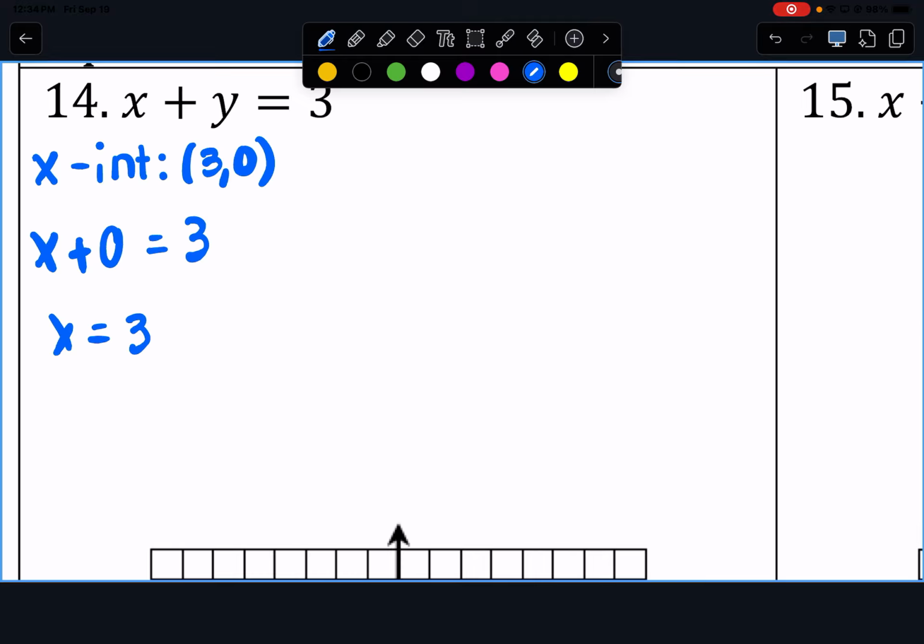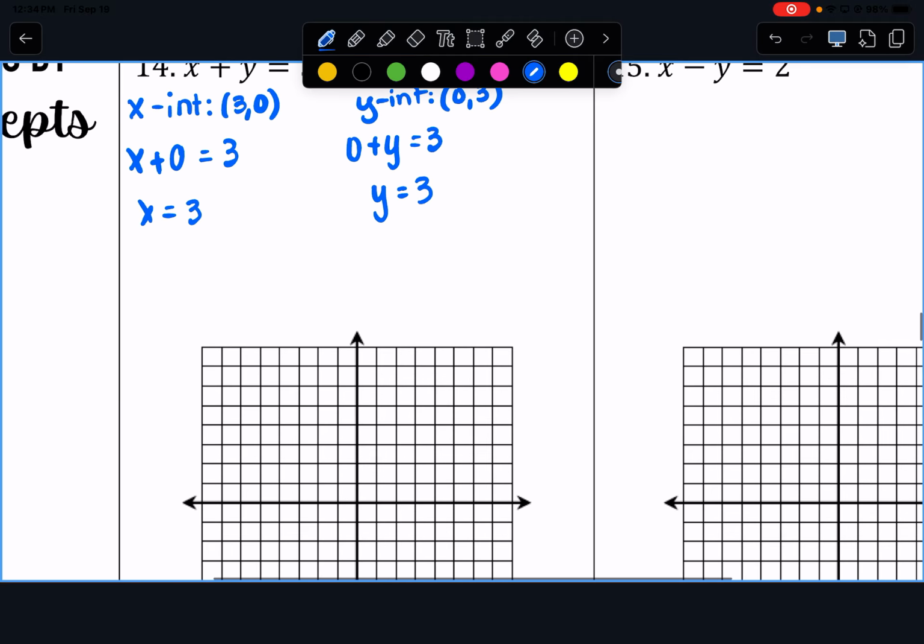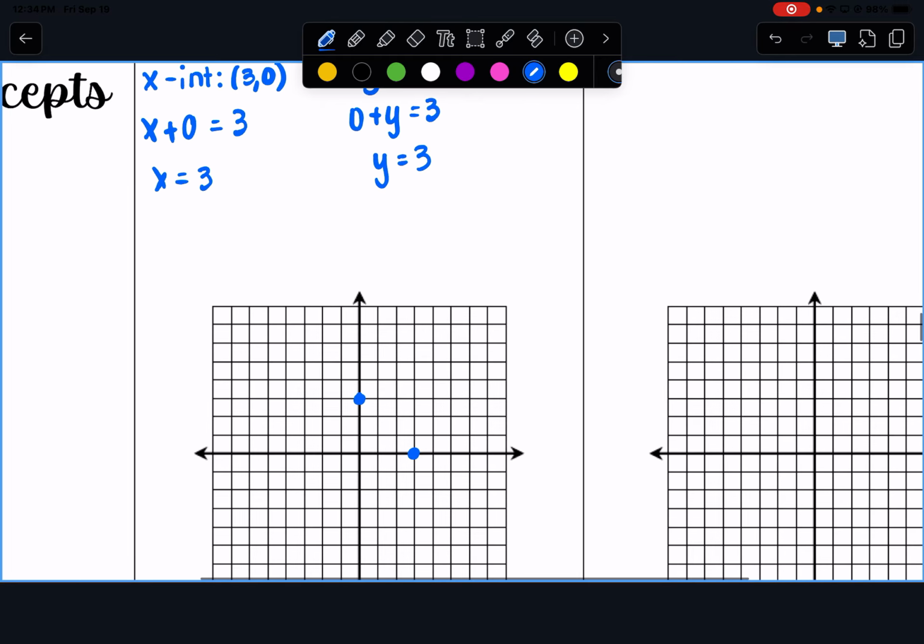And then we can do our y-intercept. For our y-intercept, we're going to set x equal to 0. So we will have 0 plus y equals 3. So what is our y-intercept? How would I write the point? 0, 3. So on the graph below that, we are going to plot the point 0, 3, and 3, 0. And then to graph it, we just connect those 2 points. If you are struggling to graph lines, please get a ruler.